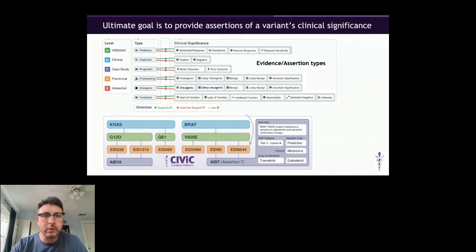The ultimate goal is to provide assertions of a variant's clinical significance. Right now, we support evidence of a number of types, including predictive of drug response, diagnostic, prognostic, predisposing, oncogenic, and functional. Then these evidence items can be assembled together or synthesized into a kind of state of understanding that we call an assertion.